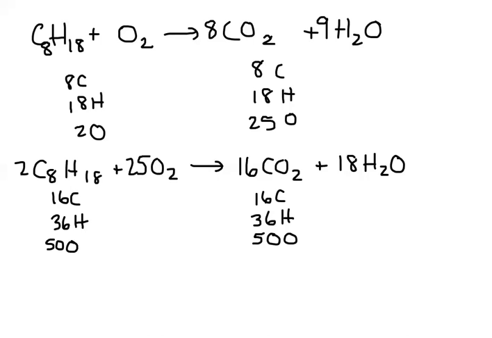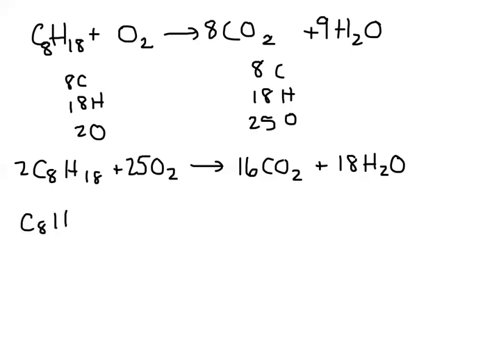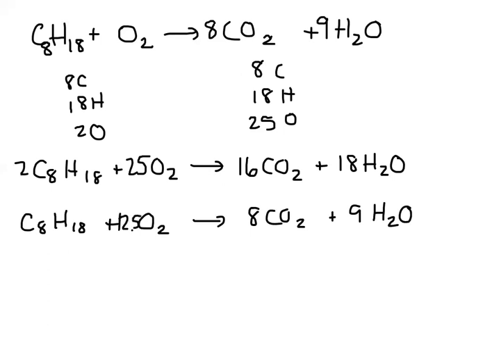Another option, if you don't like this whole multiplying by 2, is that you can just turn this into a half coefficient, okay? And what I mean by that is, if I have C8H18 plus O2, still not balanced, 8CO2 plus 9H2O, like that, I have 25 oxygens. What can I multiply O2 by to get 25 oxygens on this side? 12.5, that's half 25. So that gives me 12.5 oxygens.